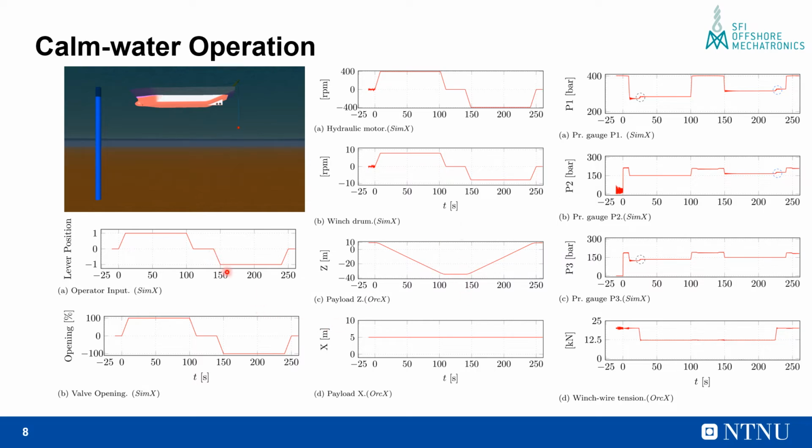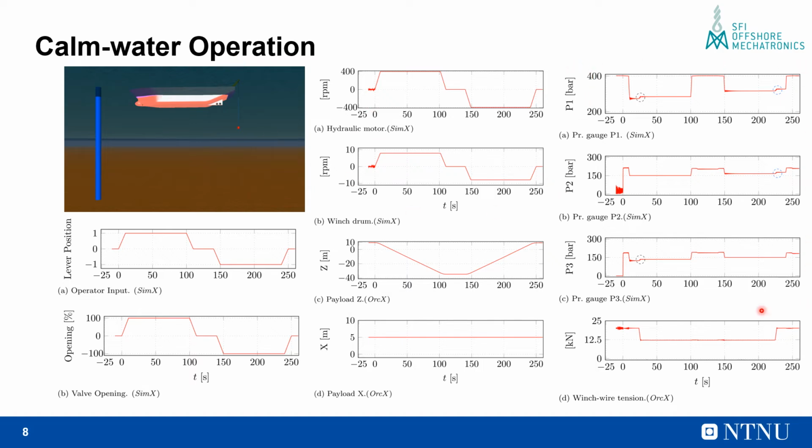And as the lever position is brought to -1, we see that the winch starts rotating in the negative direction, thus raising the load. If we look at the x directional response of the payload, we see that it remains constant because in the absence of waves and currents, the load drops down vertically as it is lowered and raised.